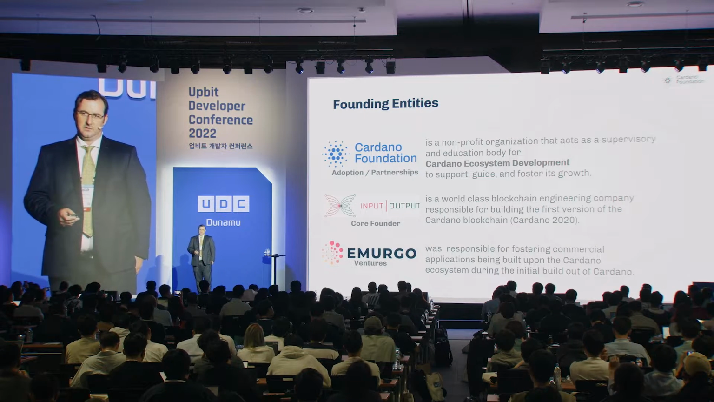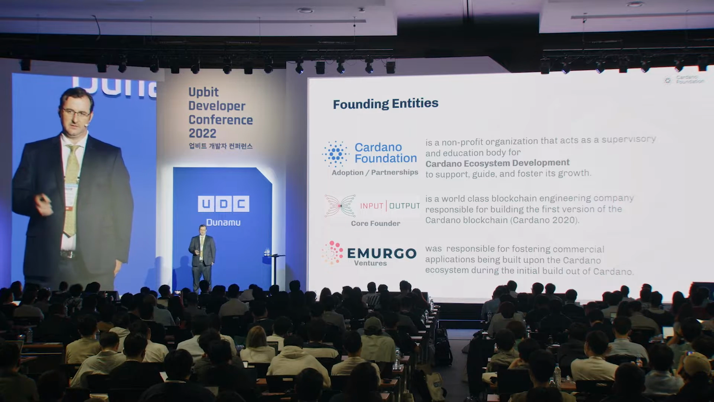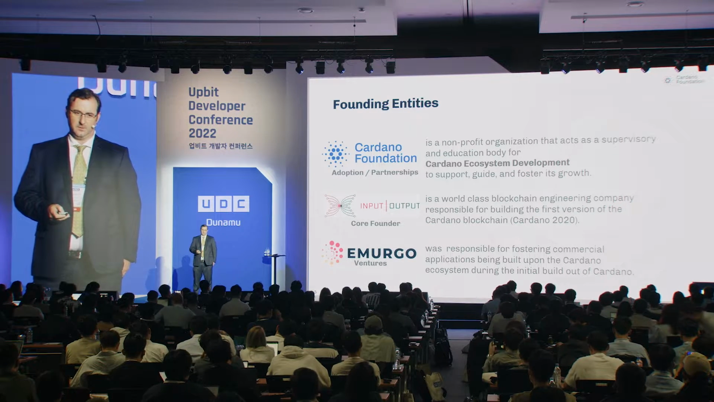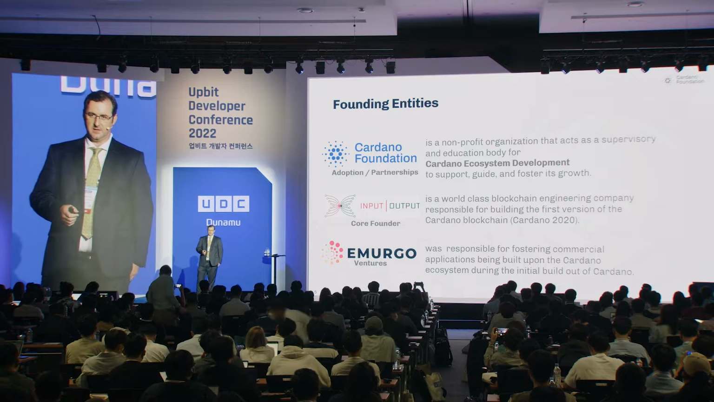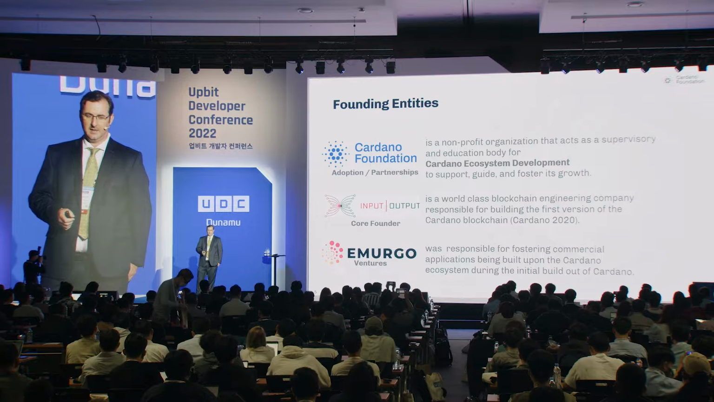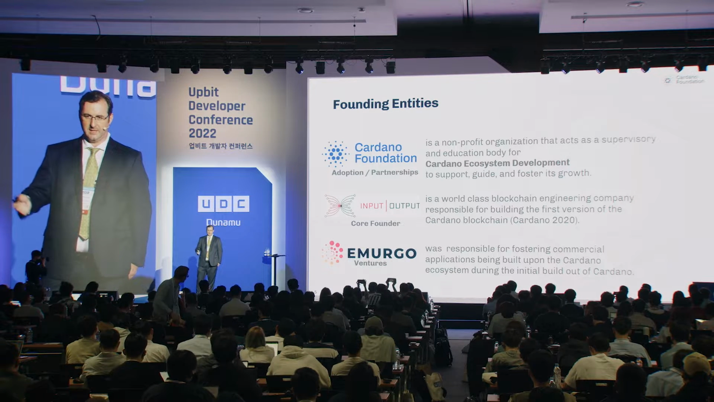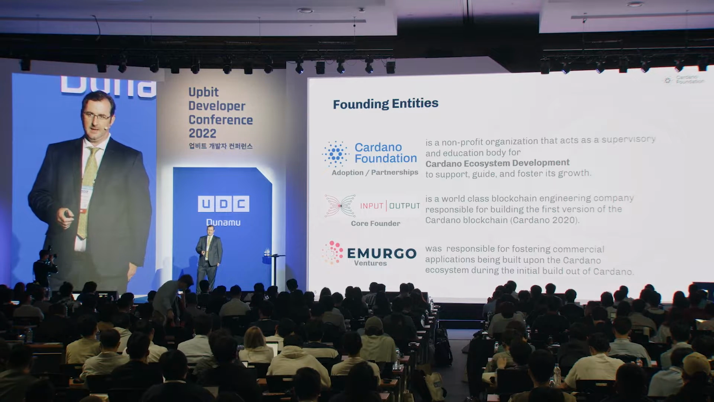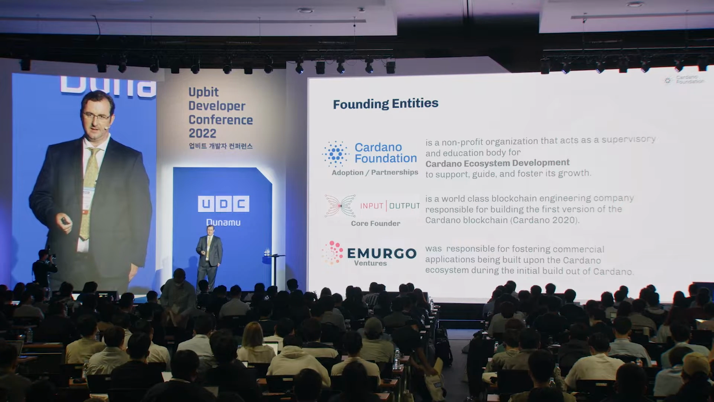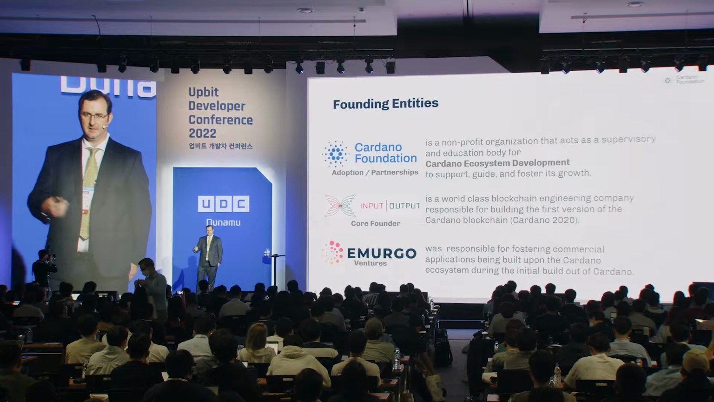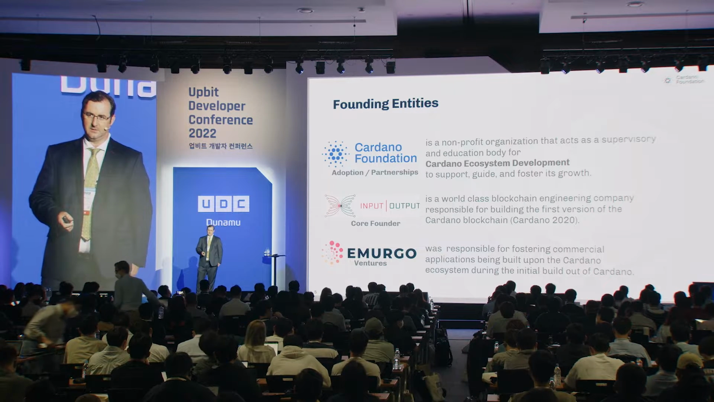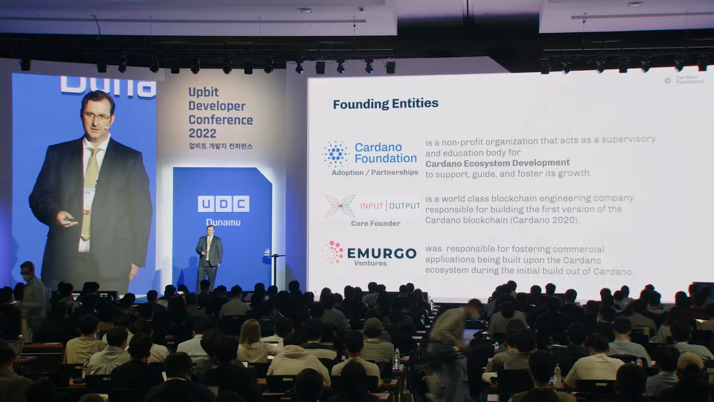So when Cardano was founded, it was around 2015, and three entities were formed. The Cardano Foundation, which is a non-profit based in Switzerland, and that's who I work for. Input Output Global, or IOHK as they're also known, and they handled the development side of things. And then Emurgo, which is based in Japan and now Singapore, which was the venture capital arm and also the education arm.